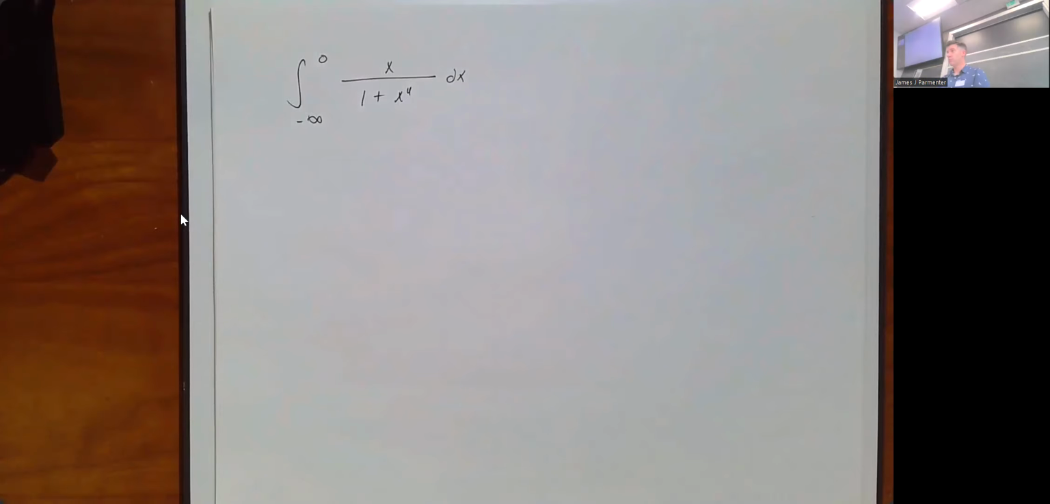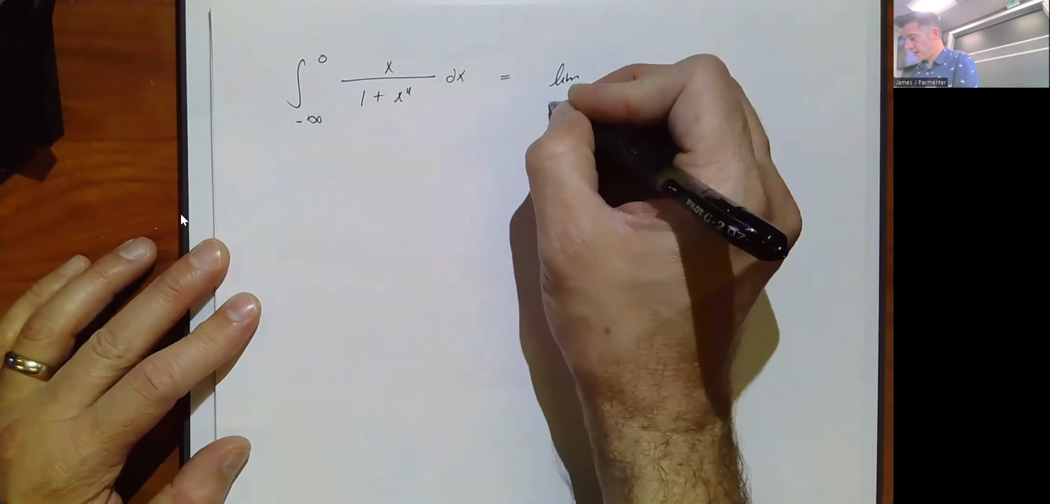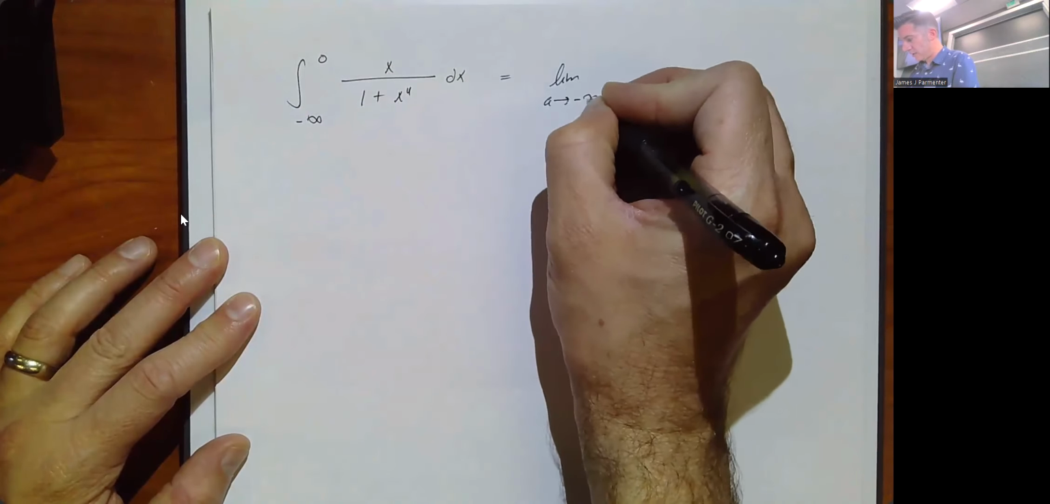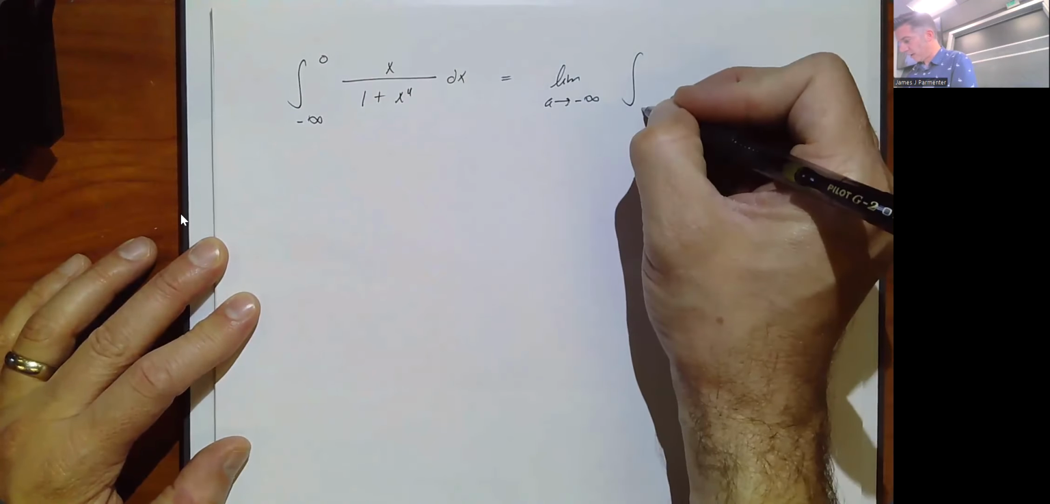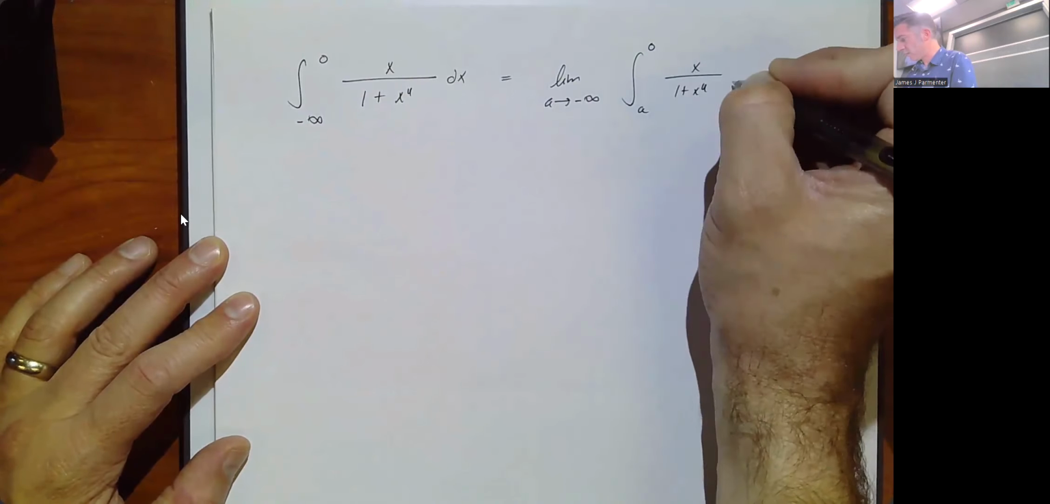Certainly improper. We're going to write this as the limit as a approaches negative infinity of the integral from a to 0 of x over 1 plus x to the 4th.